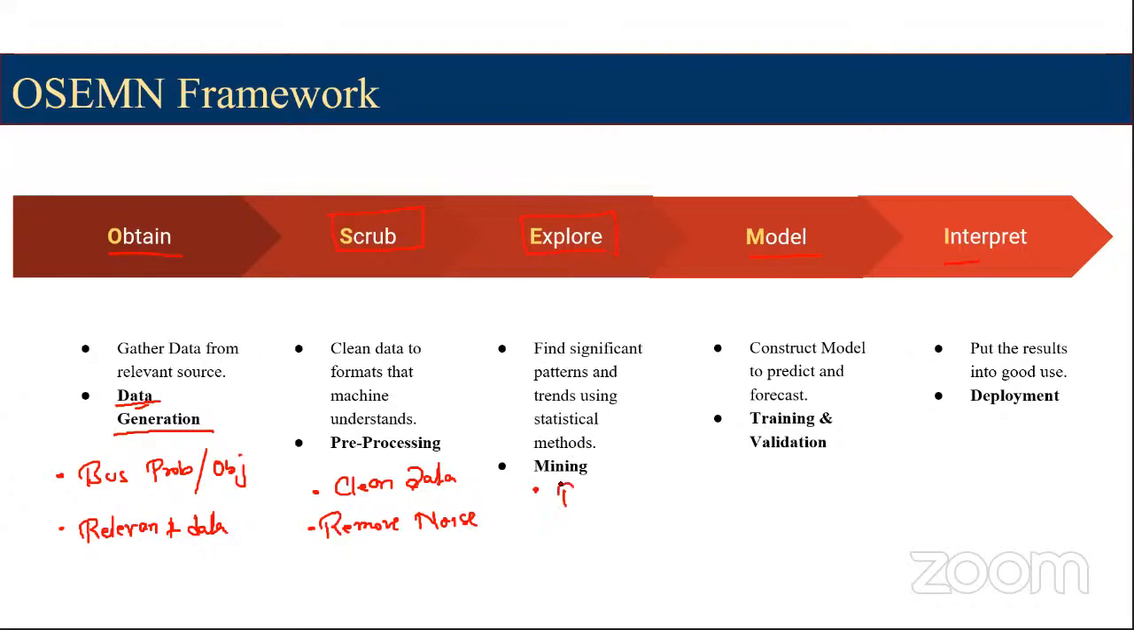Say, pattern identification. And again, data mining can be done through multiple different techniques. There are certain statistical techniques, then you have visual techniques, and sometimes we also use our domain knowledge to understand the patterns available in the data set. Okay. So before I go ahead and talk about the modeling phase, let's try to understand obtain, scrub, and explore using an example.